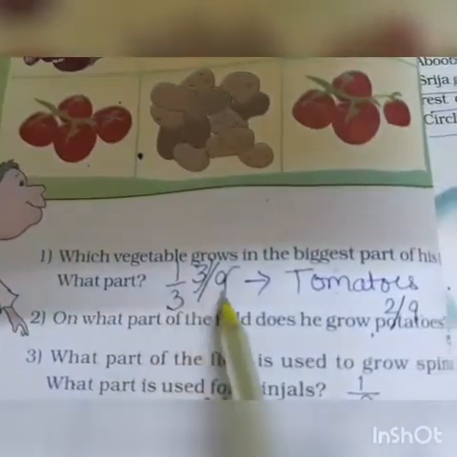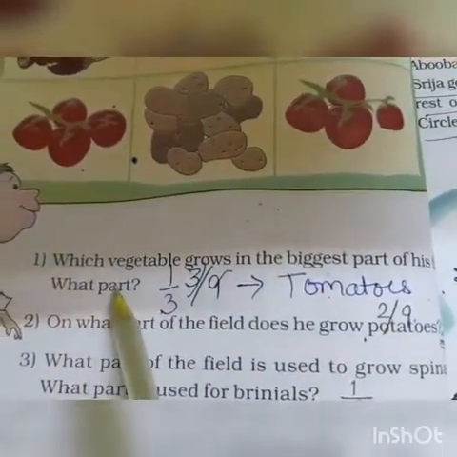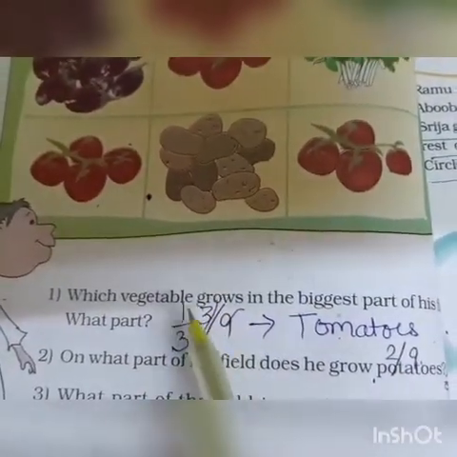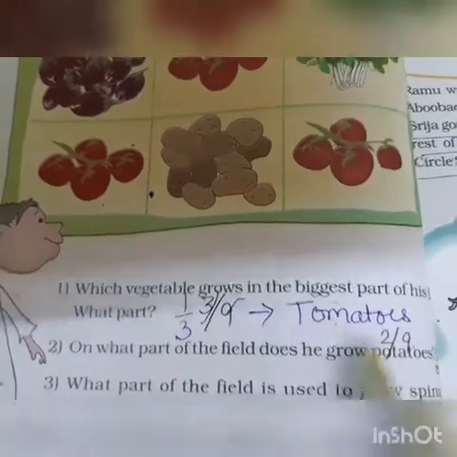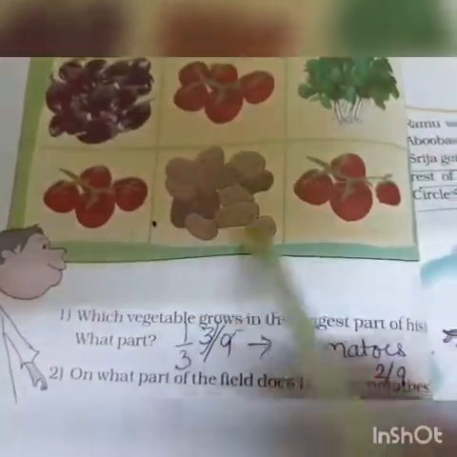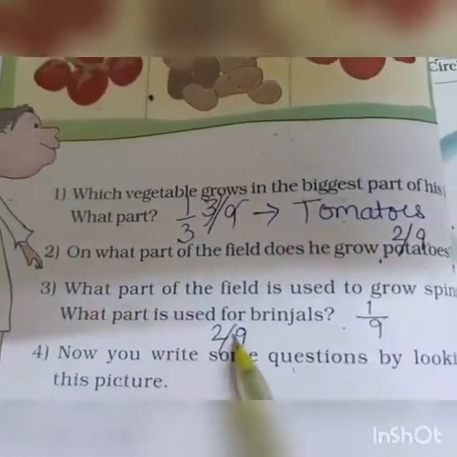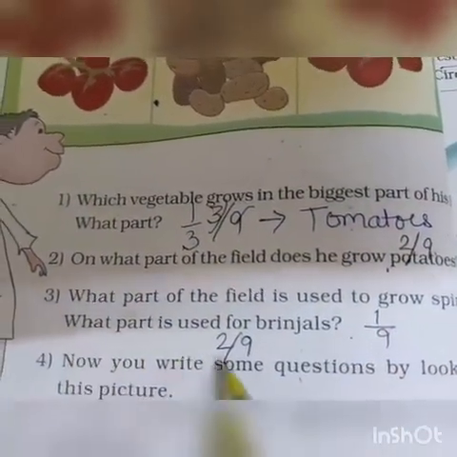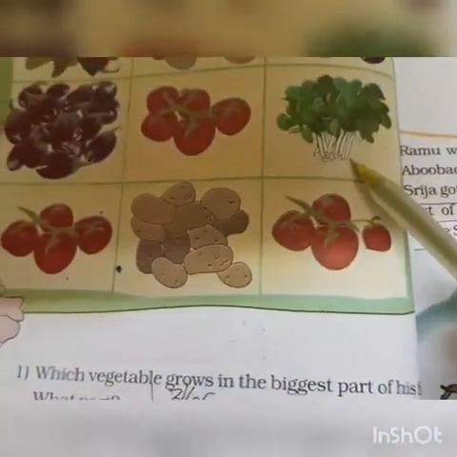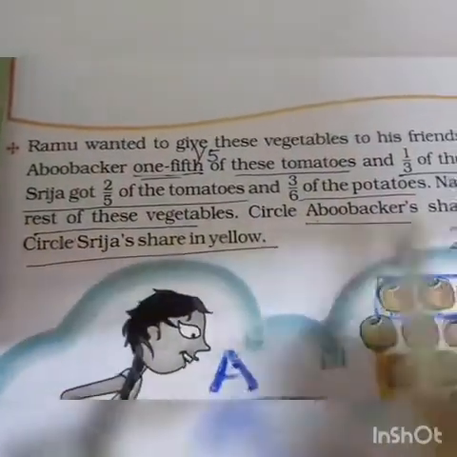So which vegetable grows in the biggest part of his field and which part? You can see that tomato is grown in 3 parts of the field, that is 3/9 or 1/3 of the field. On which part of the field does he grow potato? That is 2/9, 2 parts out of 9 parts. Which part of the field is used to grow spinach? Which part is used for brinjals? Now spinach grows in only 1 part, so the fraction is 1/9, and brinjal grows in 2 parts. So what is the fraction of brinjal? 2/9.